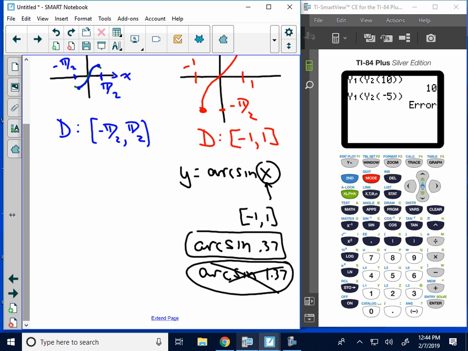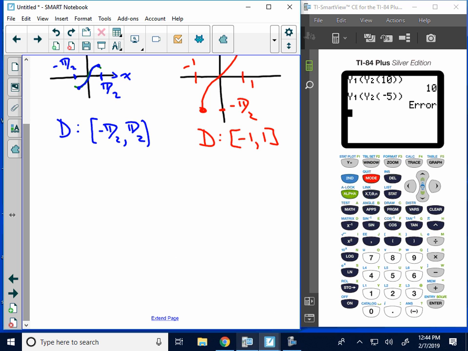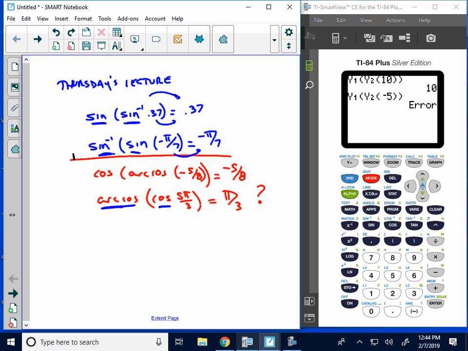Okay, now let's look at some problems. If I had, and again, maybe we can go back and look at these guys. So these blue ones here, what is the sine of the sine inverse of 0.37?